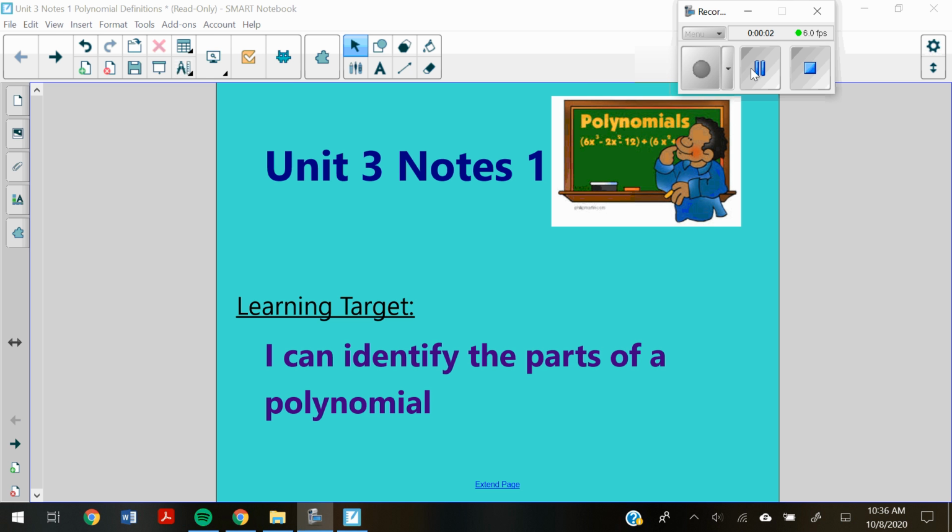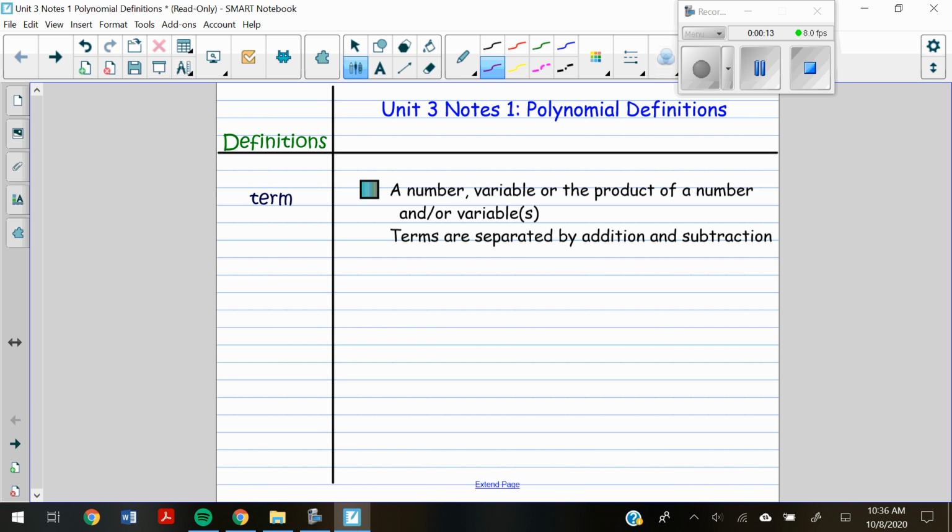Hey, ladies and gentlemen, we're going to start Unit 3 here. Unit 3 is the beginning of polynomials, and so we have a lot of definitions today. So you're going to be doing a lot of pausing during the video to write down the definitions.